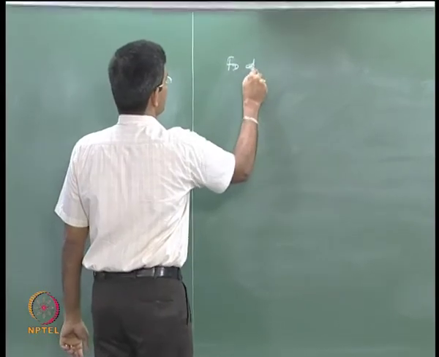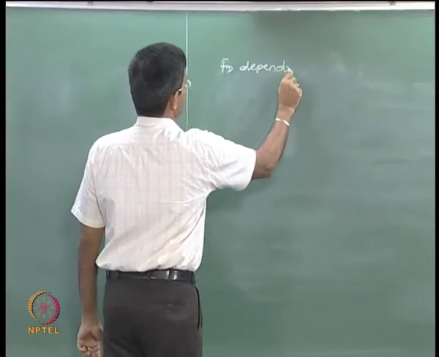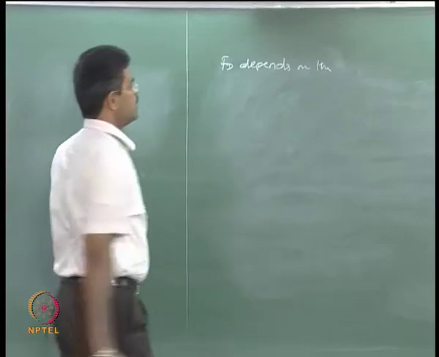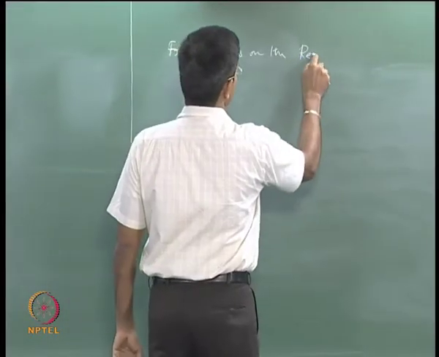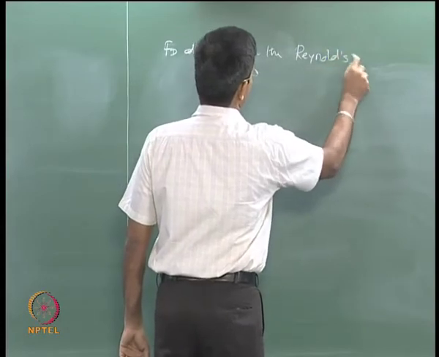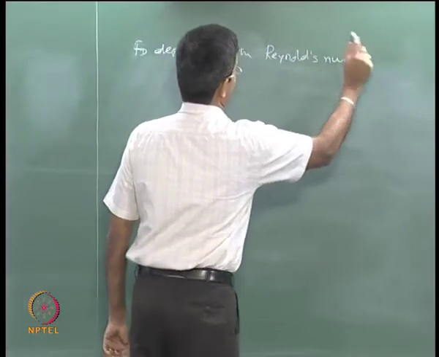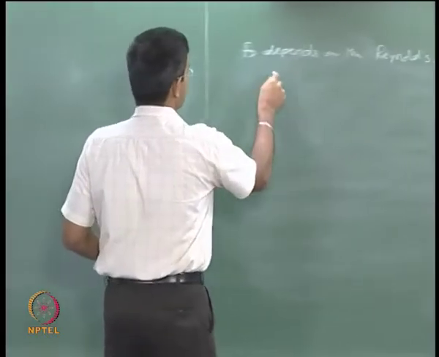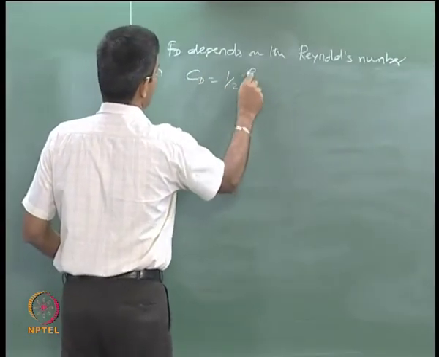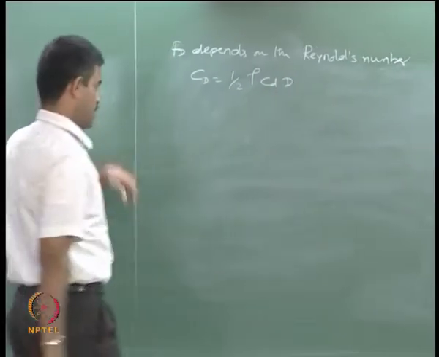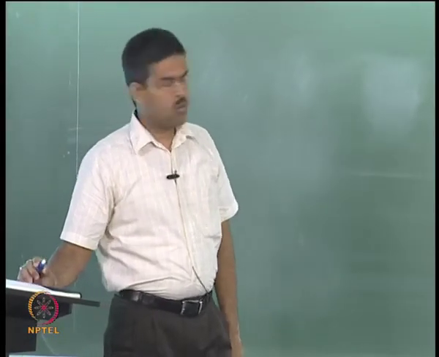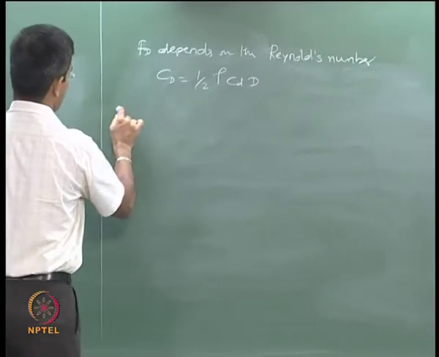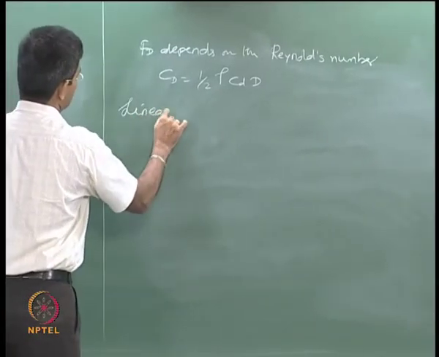The drag coefficient, or the drag force, depends on the Reynolds number. What we can say simply is half rho CD dia. Now, if you look at the force vector completely here, I am talking about linearization of drag.